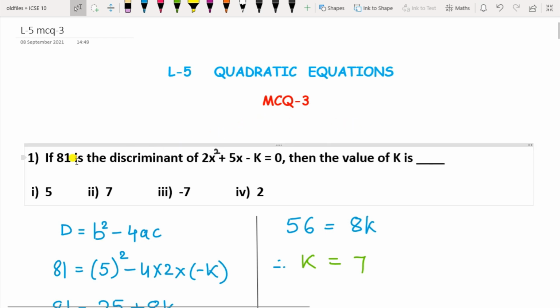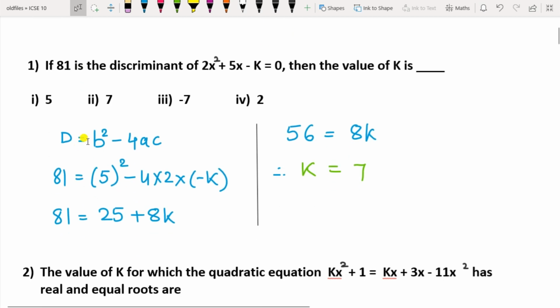So question 1 here is, if 81 is the discriminant of 2x square plus 5x minus k equal to 0, then the value of k is. So here the discriminant is given as 81, right? And here you have to find the value of k. So d equal to b square minus 4ac. So substitute all the values of d, b and a from the given equation. So c is minus k here, a is 2 and b is 5, d is 81. So if you solve this equation, you get the value of k as plus 7. So option 2, that is plus 7, is the correct option.